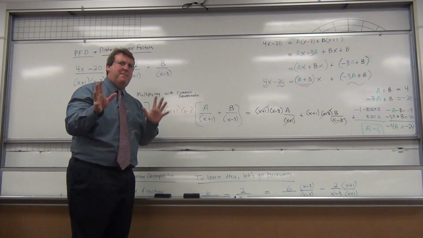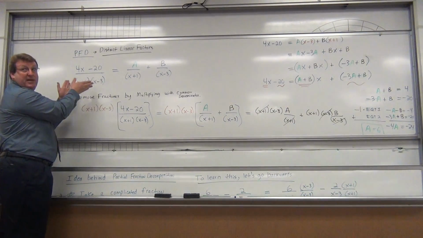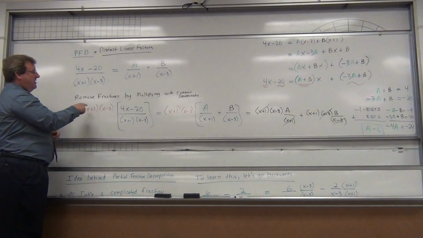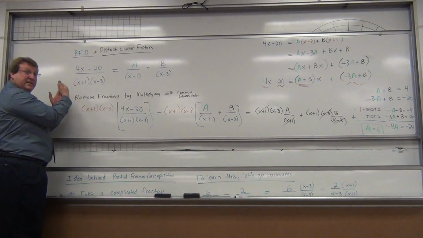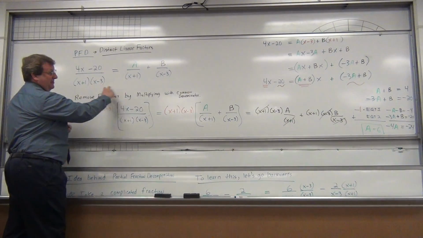So let's talk about what the heck that means. Do you remember this that was on the board before? This is the complicated fraction. Do you see these distinct linear factors? Y equals mx plus b, x plus 1 is a linear factor. X plus 1 is a linear factor right there. X minus 3 is a linear factor.